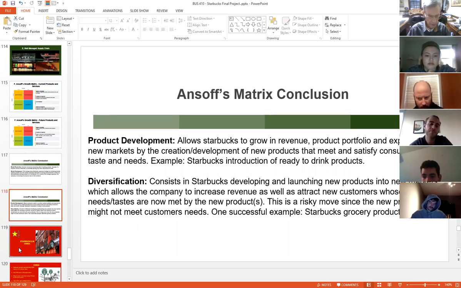And with regard to diversification, maybe if you get around to it, we could change this, because I don't think that Starbucks has a diversification strategy. We don't see new products for new markets. The one thing that I did add was Starbucks grocery products. When they put that product ground up into a bag and sell it to grocery stores, that's a new market, and it's a new product.